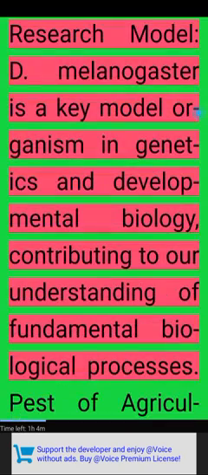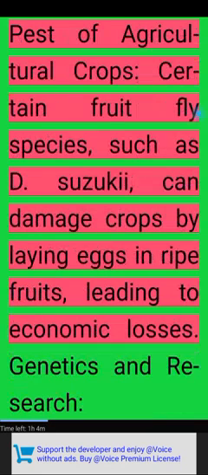Economic importance. Research model. D. melanogaster is a key model organism in genetics and developmental biology, contributing to our understanding of fundamental biological processes. Pest of agricultural crops. Certain fruit fly species, such as D. suzukii, can damage crops by laying eggs in ripe fruits, leading to economic losses.